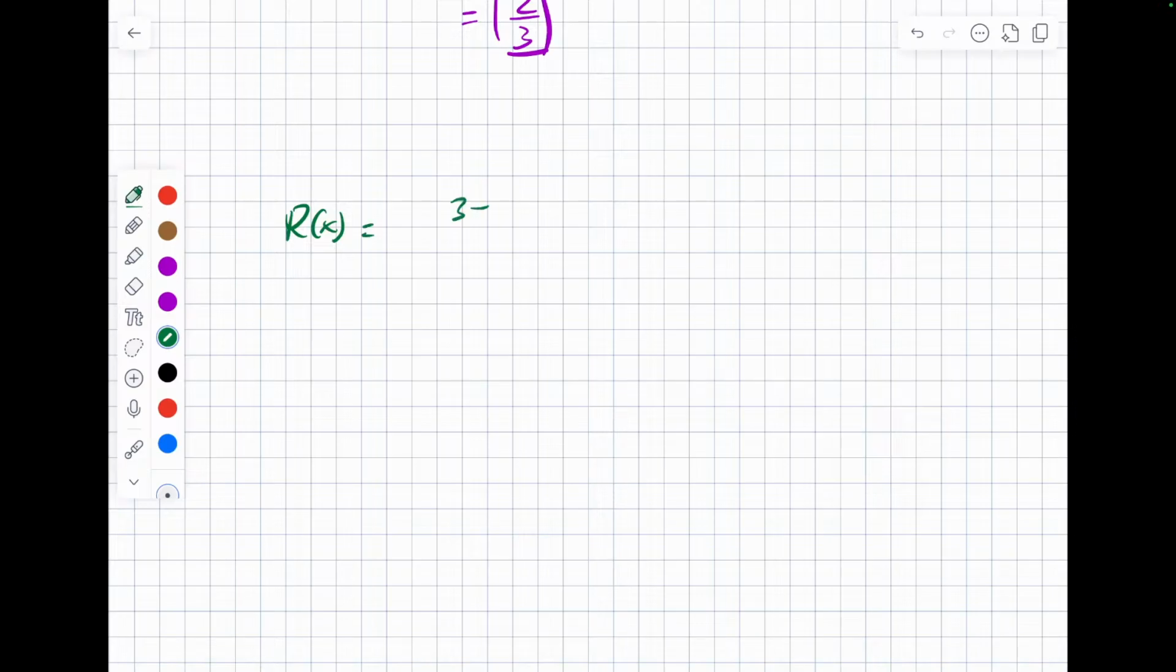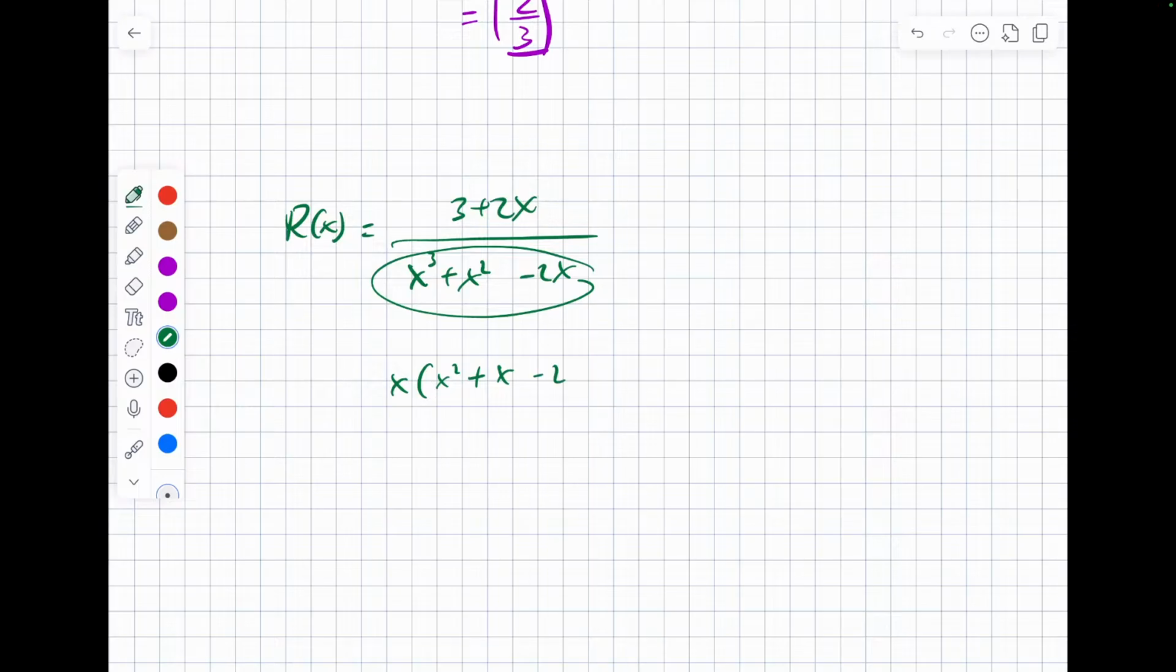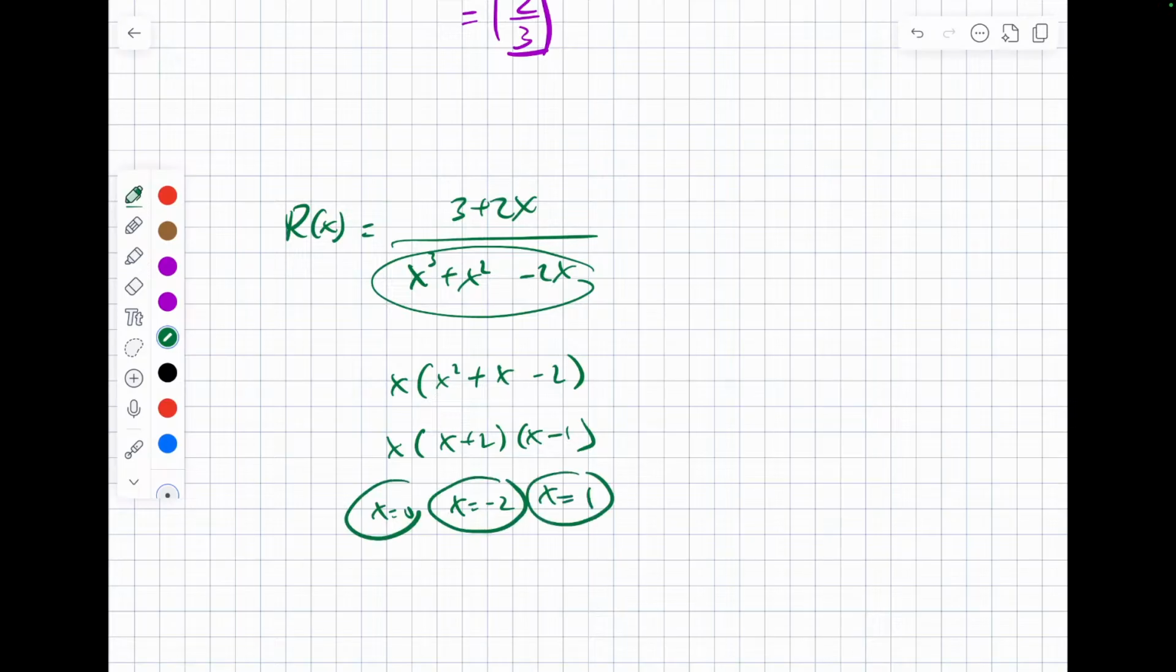So it's going to be 3 plus 2x. The domain is not going to matter for the numerator. It's just the denominator. So you can factor it, take this and find out when it equals 0. So it'll be x squared plus x minus 2, and this is x times x plus 2 and x minus 1. And then you're going to get x equal to 0, x equal to -2, x equal to 1. So there are 3 situations here. But x cannot equal those values, because when it equals those values, it's undefined.